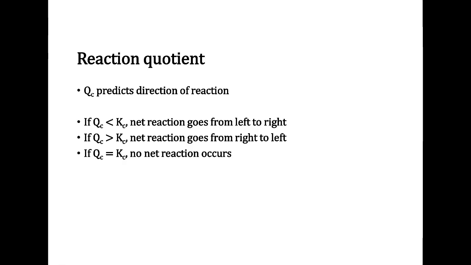So if we look here, we can compare QC to KC in any case. If QC is less than KC, the reaction goes from left to right, so it goes towards the products. If QC is too big, so if it's greater than KC, then it goes back to the left to form more of the reactants. And if QC is equal to KC, then no net reaction occurs, and we're said to have a dynamic equilibrium.